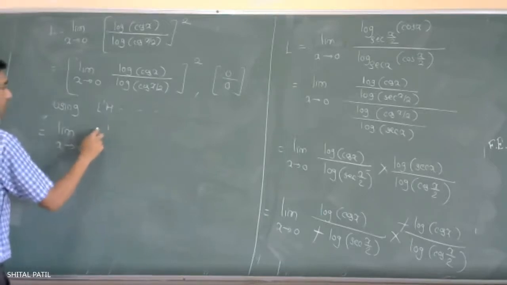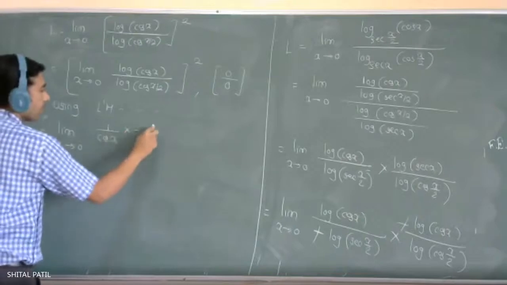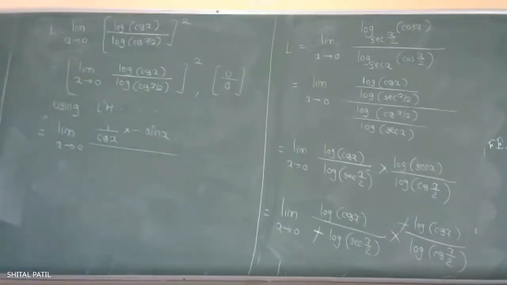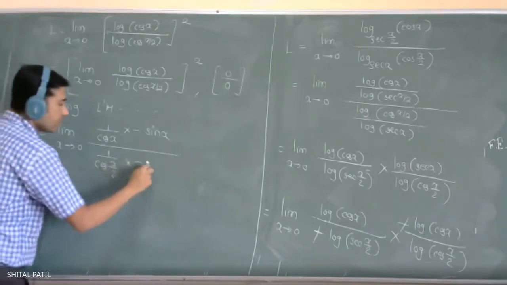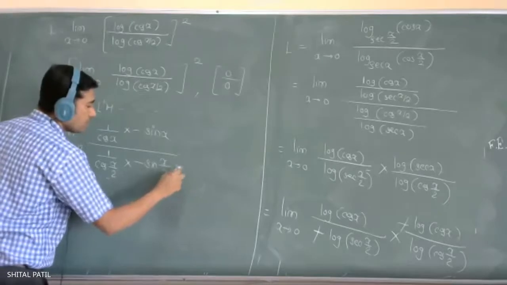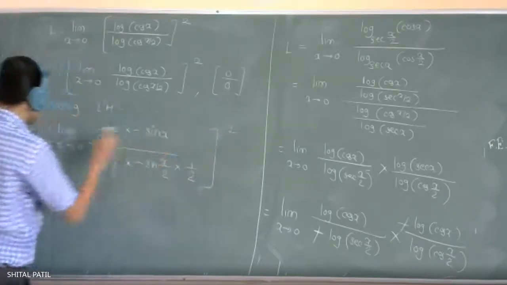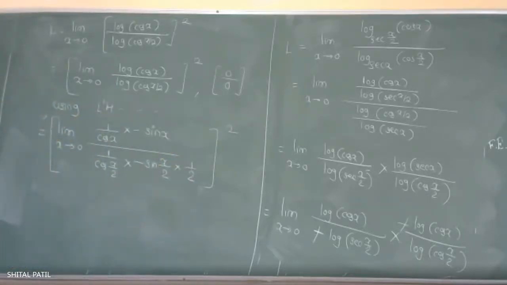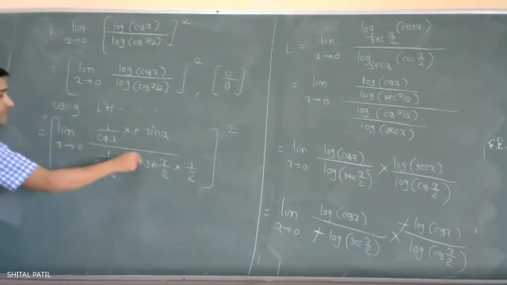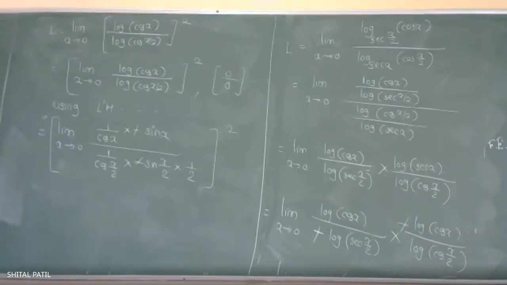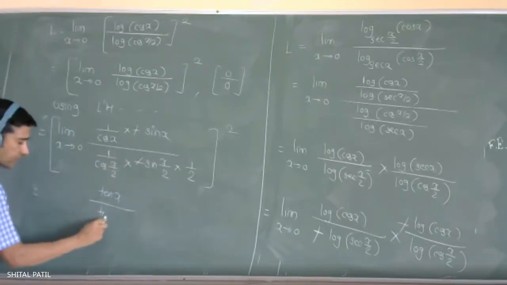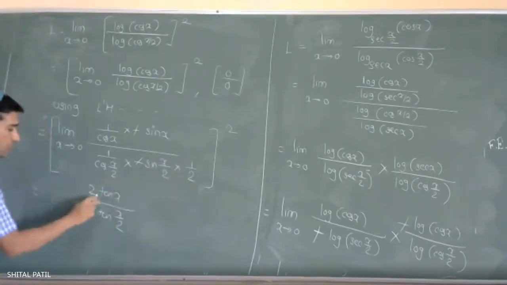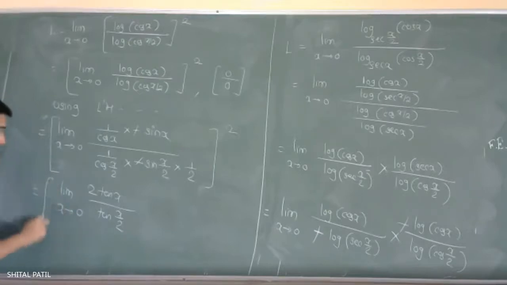So 1 upon cos x, derivative of cos x is minus sin x by 2 into the derivative, and again the derivative of x by 2, 1 upon whole square. Ready? The minus minus sign will cancel. Sin by cos is tan x. Sin x by 2 divided by cos x, tan x. And what about this 1 upon 2? 2 into 1. 2 tan x divided by tan x. Getting any of that?